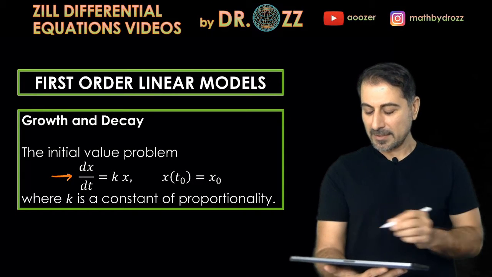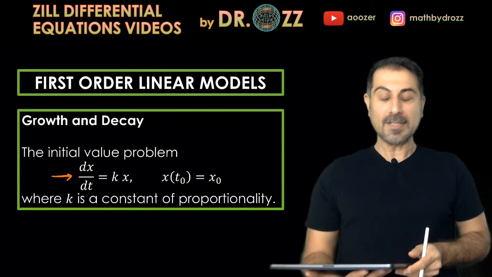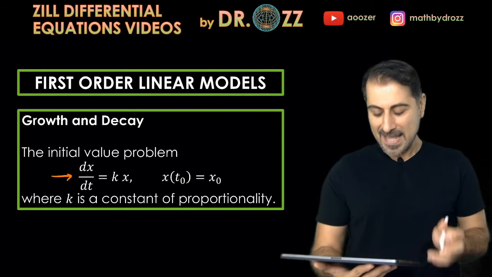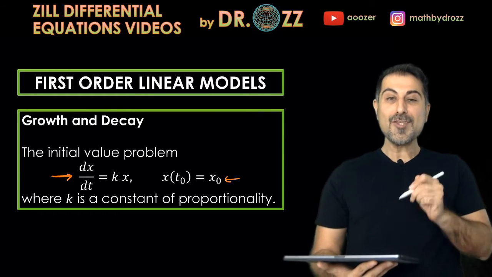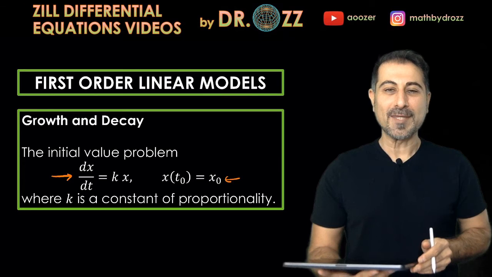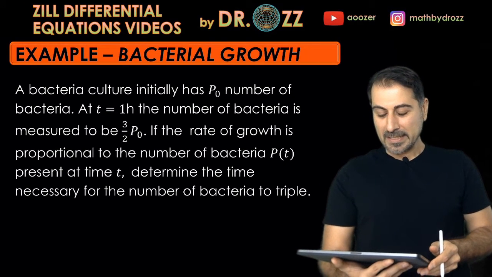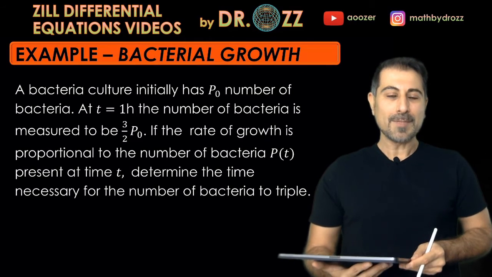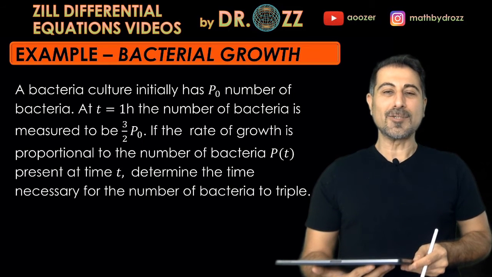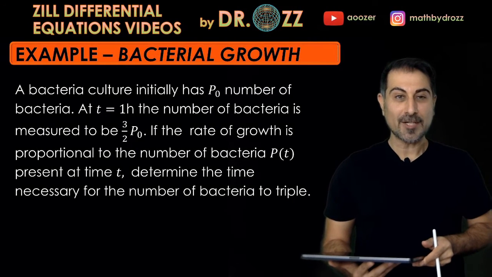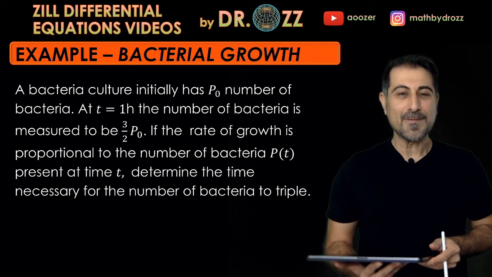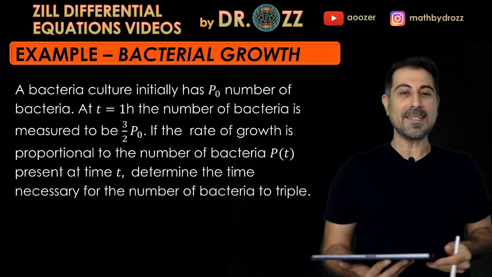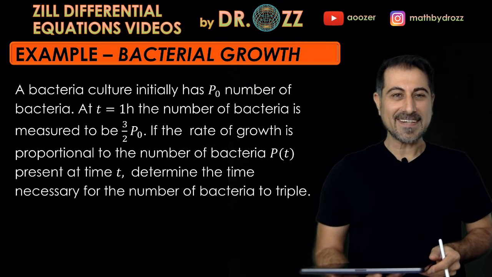As you see, the rate of change of x in time is proportional to x itself by the constant of proportionality k, and we are provided an initial condition. In fact, we know how to solve this type of initial value problem. In our particular case, we have one measurement done after 1 hour, and the population is measured to be 3/2 of the initial population. For the rest of the video, we're going to find the amount of time necessary for the bacteria population to triple, so essentially 3 times p sub 0. All right, let's get started.